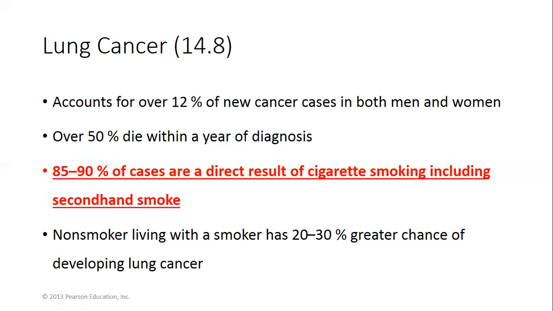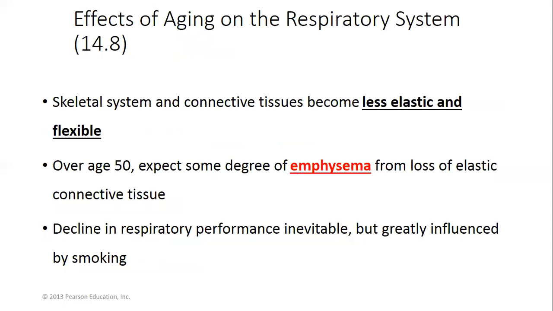Secondhand smoke. So think about your family members or your friends that are around you while you're smoking, or that you are around while somebody else is smoking. If you know somebody who smokes, give them that statistic. That is scary. And a non-smoker that lives with a smoker has a 20 to 30% greater chance of developing lung cancer. So if you're smoking, don't do that to other people in your life. And don't do that to yourself.